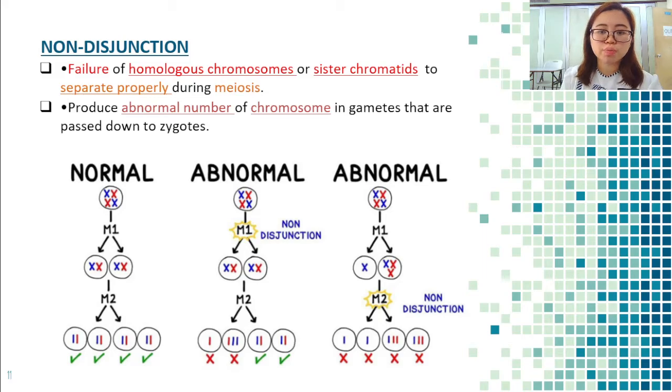What happens is you will produce abnormal number of chromosomes in gametes that are passed down to zygotes. Okay, gamete kamu akan ada number of chromosome yang salah dan zuriat kamu, okay, the baby, the fetus or whatever will have the abnormal number of chromosomes. Okay, non-disjunction can occur in meiosis 1 or meiosis 2, and we will look at this in more detail in 7.3.